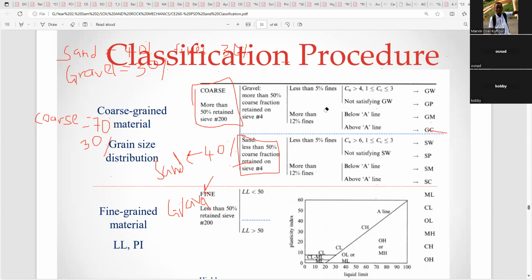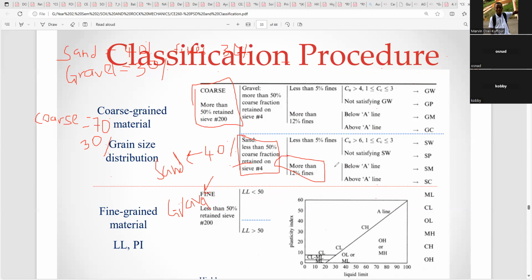Okay. So let's continue. So what do we have? It says what? Less than 5% fines, more than 12% fines. So what do you think it is? We have our fines to be 30%. Kobe, what are we choosing here? So more than 12% fines. Okay, that's very good. Excellent.